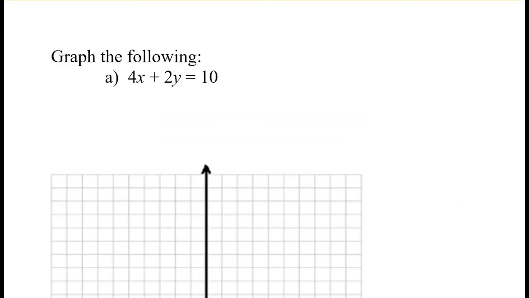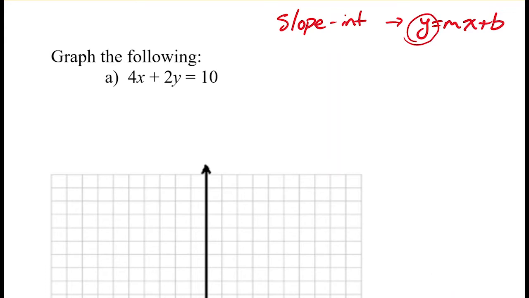So if we want to graph an equation, the best way to graph that equation is by putting it in y equals mx plus b form. Remember, slope-intercept form looks like y equals mx plus b. So if we want to graph an equation, we'll put it into slope-intercept form because then we can easily identify what the slope and what the intercept is and then graph it. How do we get things into slope-intercept form? We get the y by itself. So let's isolate for our y.